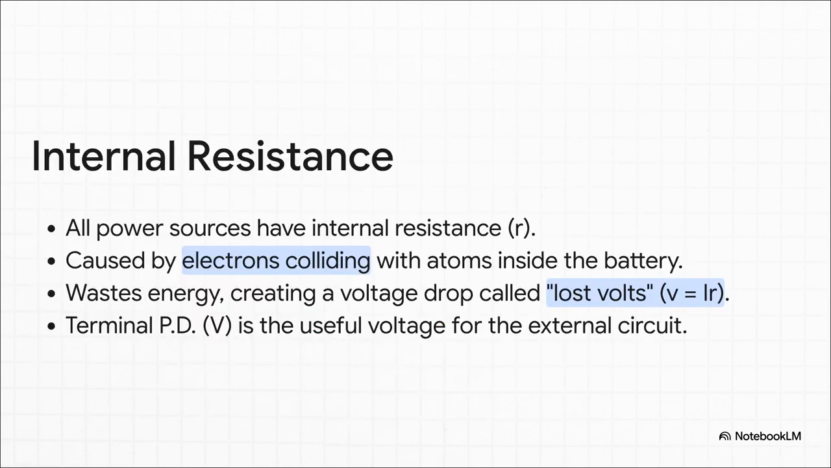It's the absolute maximum, ideal energy the battery can give to each coulomb of charge before any gets lost along the way. So why does any energy get lost? Well, because every real battery is made of stuff, chemicals, metals, and that stuff has its own resistance. We call it internal resistance, and we use a little r for it. As current flows through the battery itself, electrons bump into atoms inside, wasting energy as heat. This creates a voltage drop inside the battery, which we call lost volts.